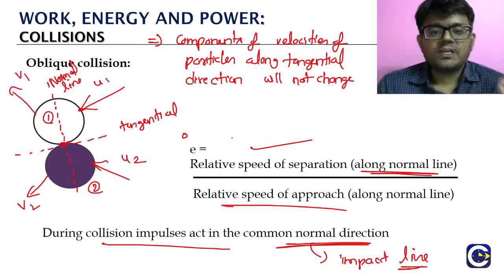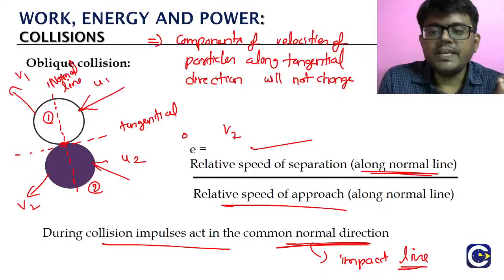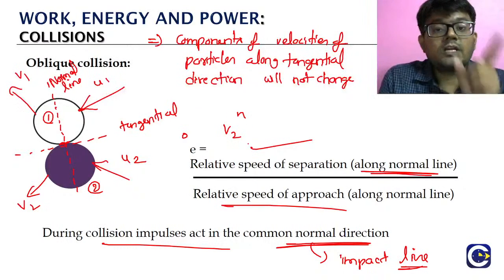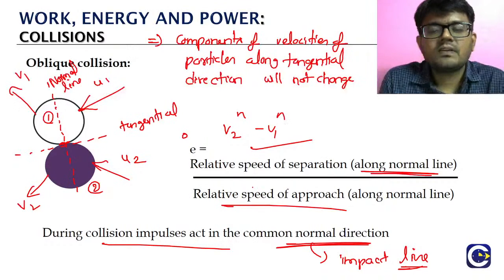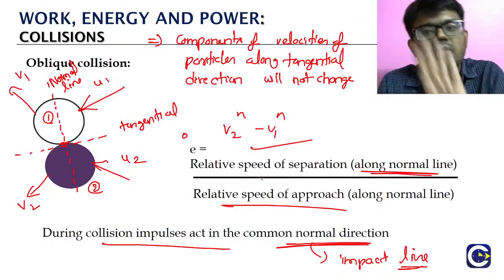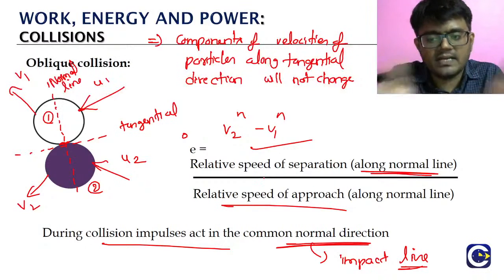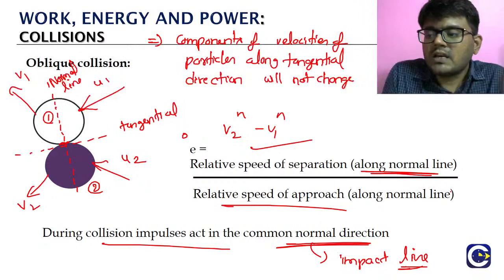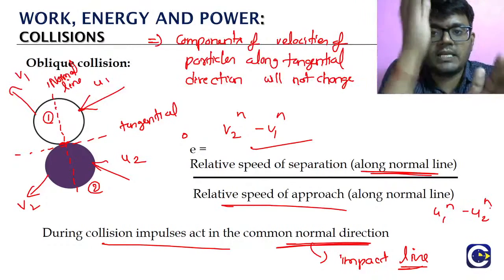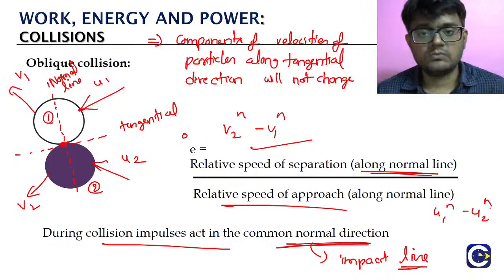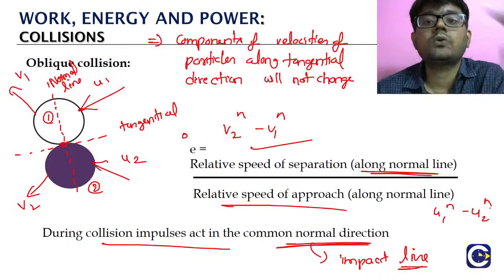Now look, v2's normal component along the normal line minus v1's normal component, divided by that, is the relative velocity of separation. Relative velocity of approach means what? u1's normal component minus u2's normal component. Here, we should look only at the velocity components in the normal direction. So with that, we will define the coefficient of restitution.